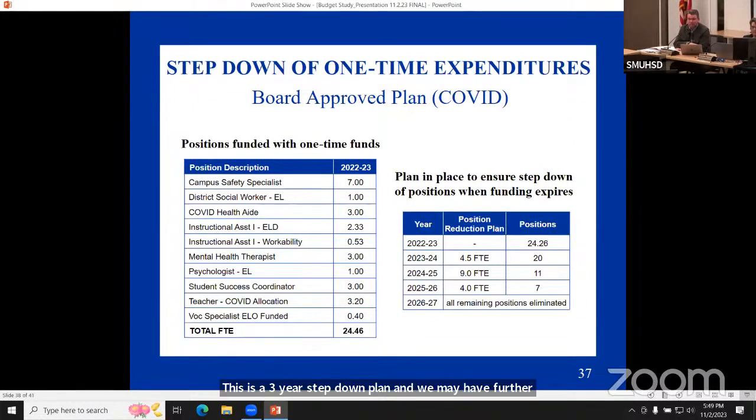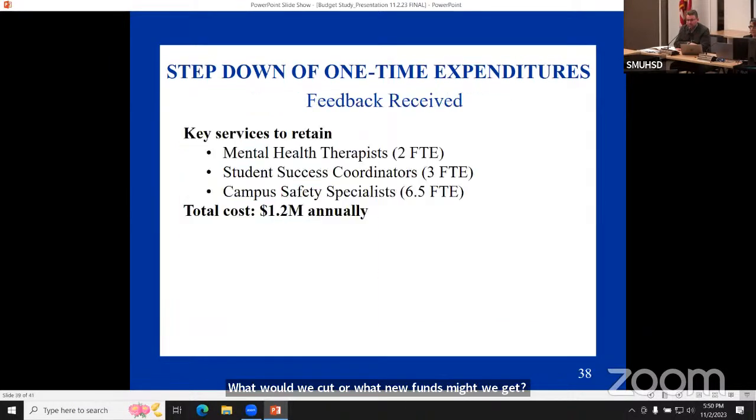We may have further conversations next year or the year after. We may get new monies, we don't know. And we'll have to have this same conversation with principals and district staff each year as we look at positions that are going away with soft funds. And if we're prioritizing them, how would we keep them? What would we cut, or what new funds might we get? You want to go on to the next slide?